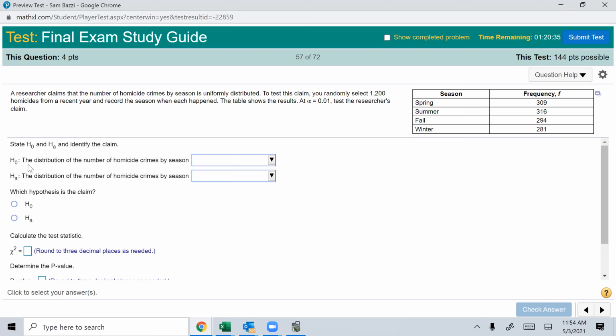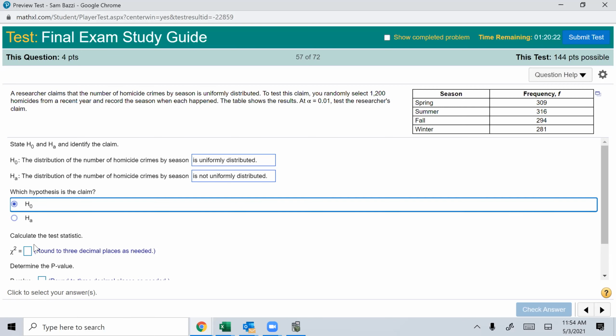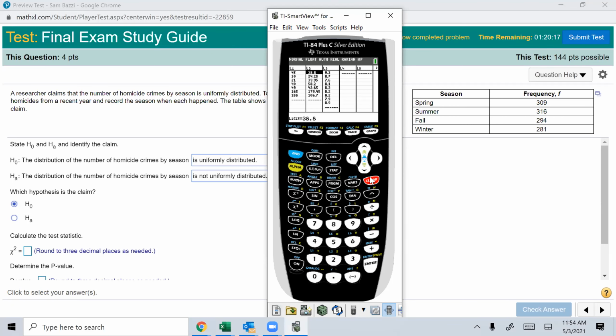So again, for goodness of fit, the distribution is as claimed and the distribution is not as claimed. So here we'll say is uniformly distributed. Here is not uniformly distributed. That means the claim happened to be in H0 here. Okay, that's very easy to use the calculator for this one. So we're gonna just go to L1 and clear it. L2 and clear it. I'm gonna do it with the calculator and with StatCrunch.